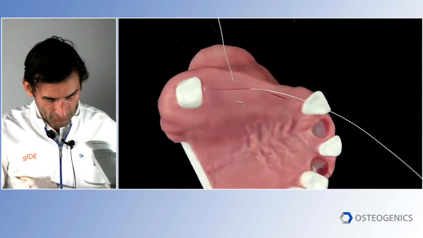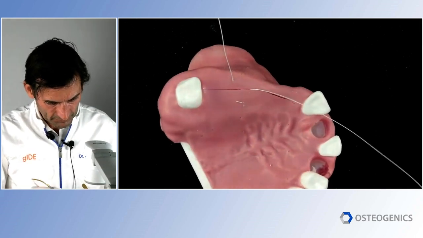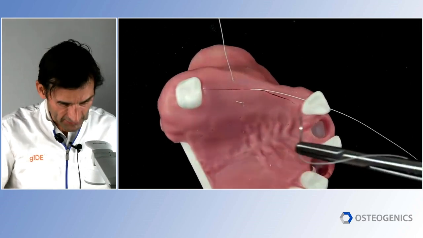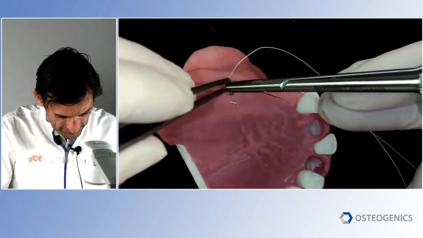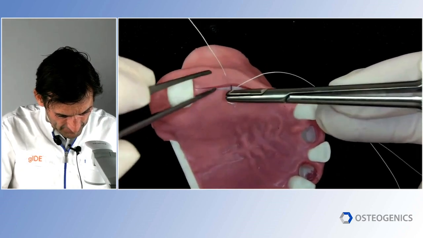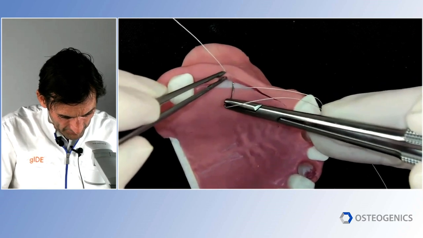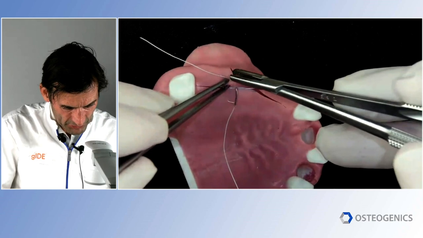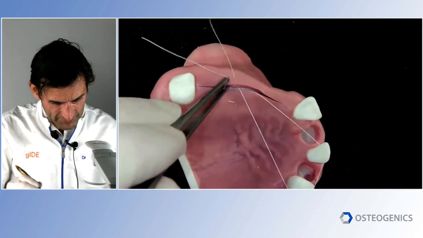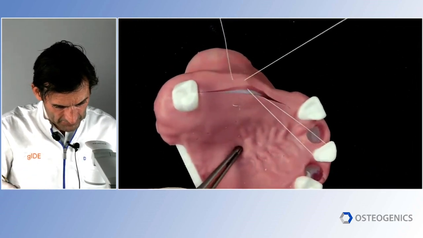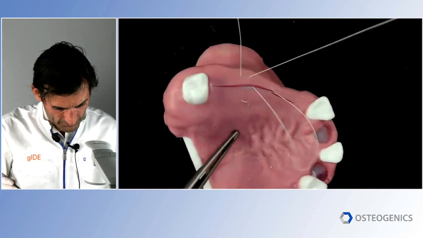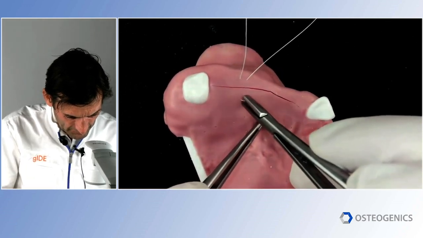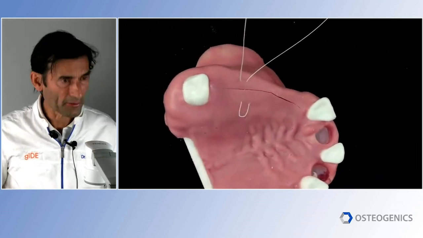Okay, I'm just doing here the horizontal mattress. And you can see how I'm finishing it here. I made a small incision here on this particular model. Basically now I went through the buccal margin and then I went to the lingual margin. And now you can see here the suture. Let me show you here the palatal suture and the buccal suture.